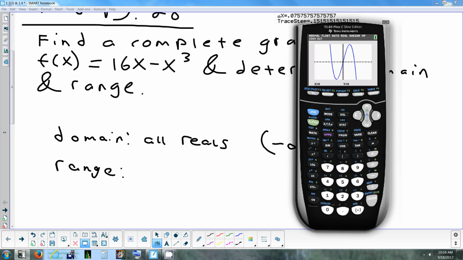If you want to zoom out, I just hit zoom 3 and hit enter, so it's going to zoom out a little bit. And now I'm looking at a window from negative 100 to 100, but you can see it's still going. This part's just going to keep going up. That part's just going to keep going down. So the domain and the range are the same, always.